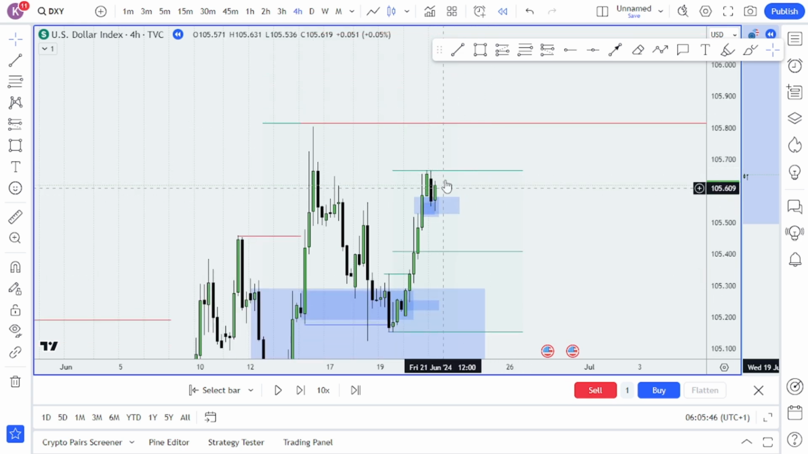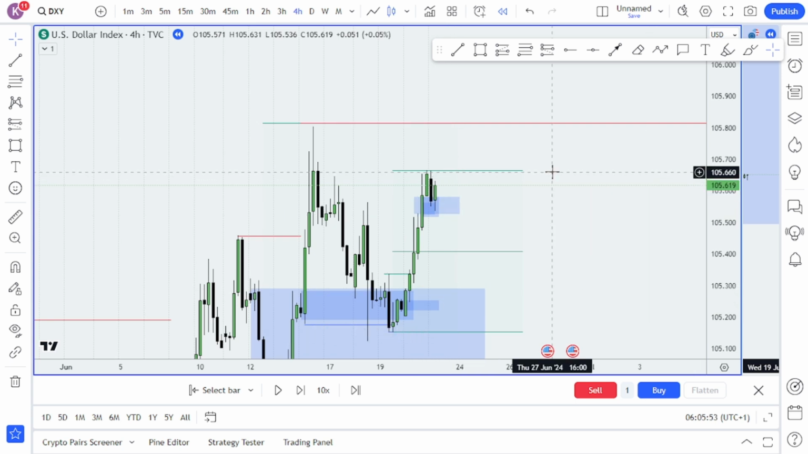So my draw on liquidity for the US dollar is going to be higher, not lower. But am I going to be caught buying there? It might just give you some big problems. But yes, the draw is higher in this case.